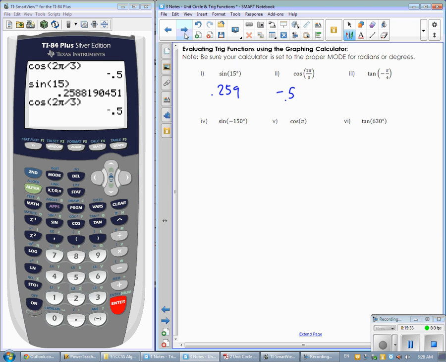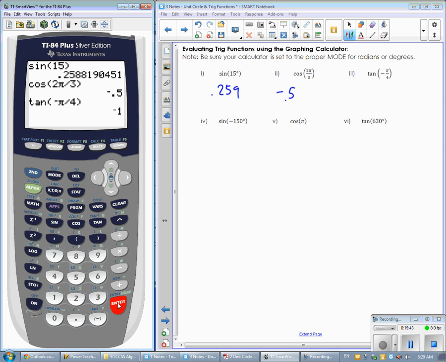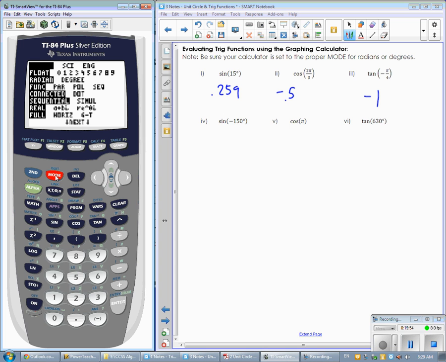So in number 3, this is also written in radians. So I'm going to go ahead and take the tangent of negative pi over 4. And it's negative 1. And the nice thing about using your calculator is you don't have to worry about fixing the angle. So if I have the sine of negative 150, the only thing I have to do is make sure that I'm in degrees again.